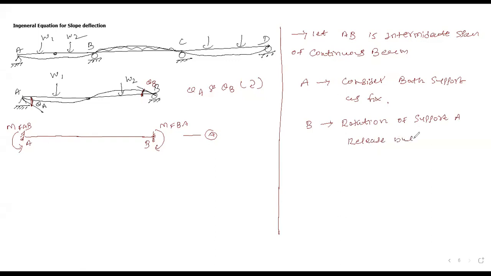But B is kept as fixed. Is it clear? What is the meaning of release? We will not consider a moment at A. If we are not going to consider a moment at A, your rotational component will be released. In that case, we have only two reactions, vertical and horizontal. So we have a hinge support at A. But at the same time, we will consider fixity at point B. Is it clear or not? Please confirm me, students. This is stage B.